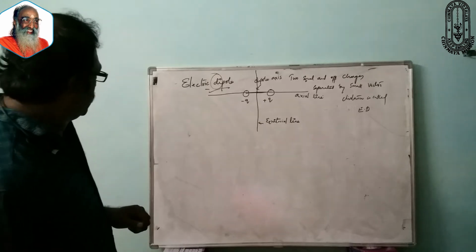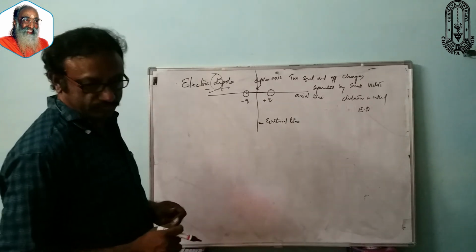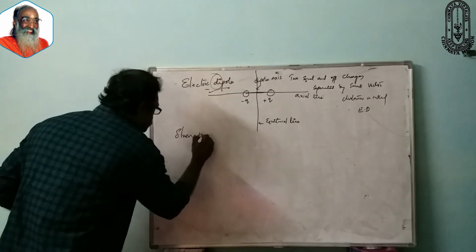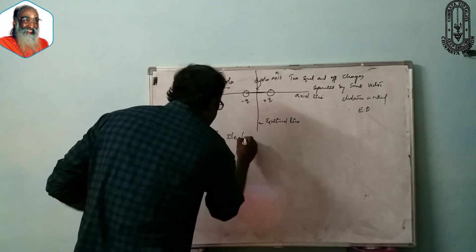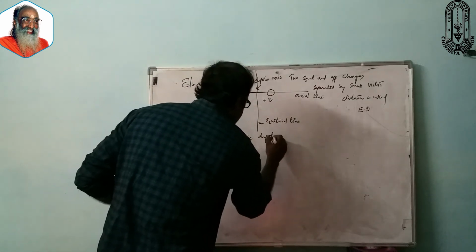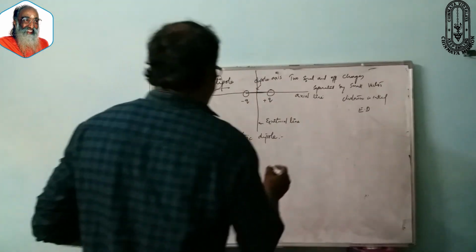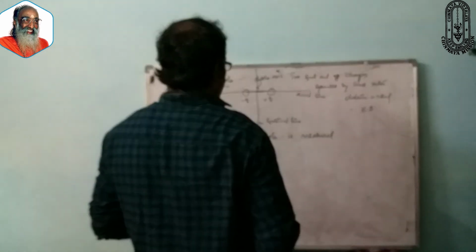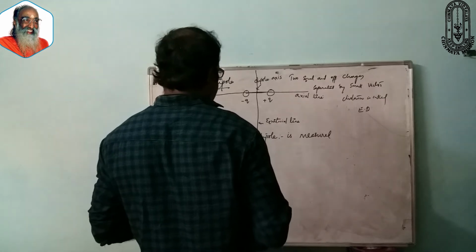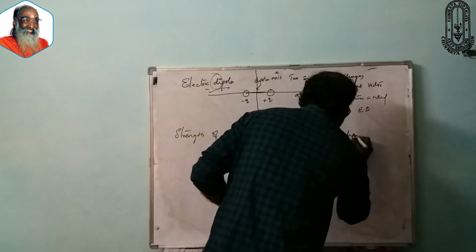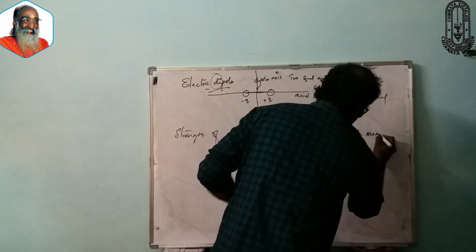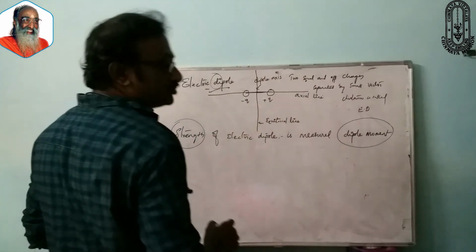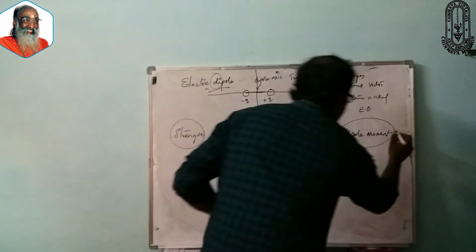Now the strength of this electric dipole we need to find, meaning how much effect it is going to show. It is measured by a quantity called the dipole moment. So the strength of an electric dipole is measured by the dipole moment, and it is denoted by P.